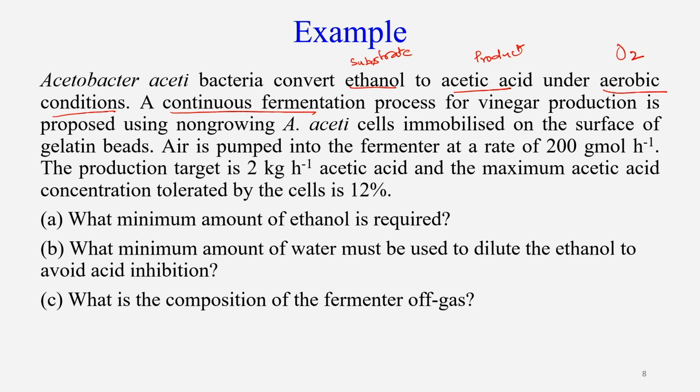Now, how is air supplied? How is oxygen supplied? Air is pumped into the fermenter at the rate of 200 gram mole per hour. So, the inlet rate of air is given over here, and the production target is 2 kg per hour of acetic acid, and at the same time the maximum concentration of acetic acid should be 12%.